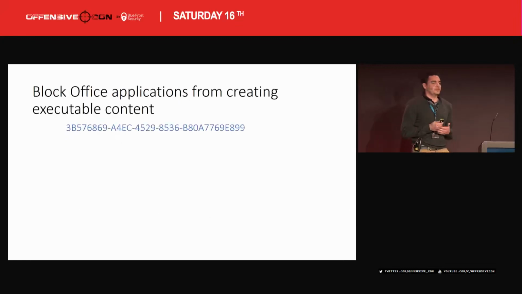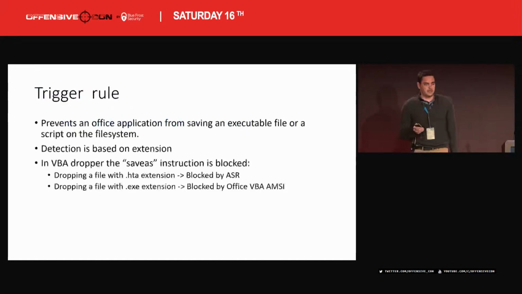So now, next rule. Basically, this rule prevents the usage of a dropper. So imagine it could be potentially very big. No more droppers. You cannot save something on the file system if it's a script or an executable from an Office document. The problem is the way this rule is implemented, and it's based on extensions.